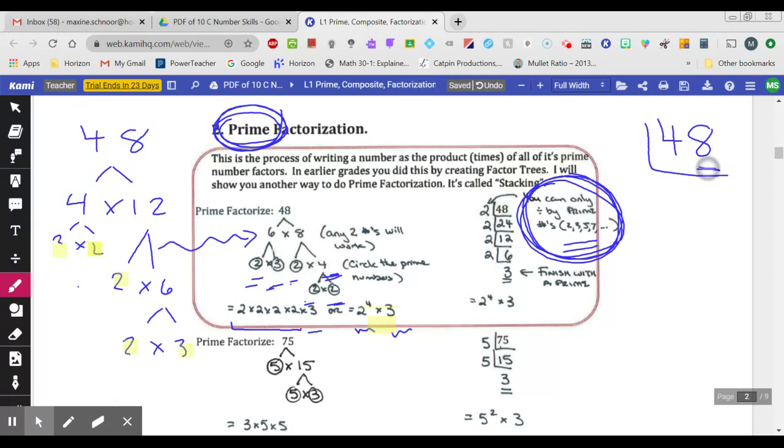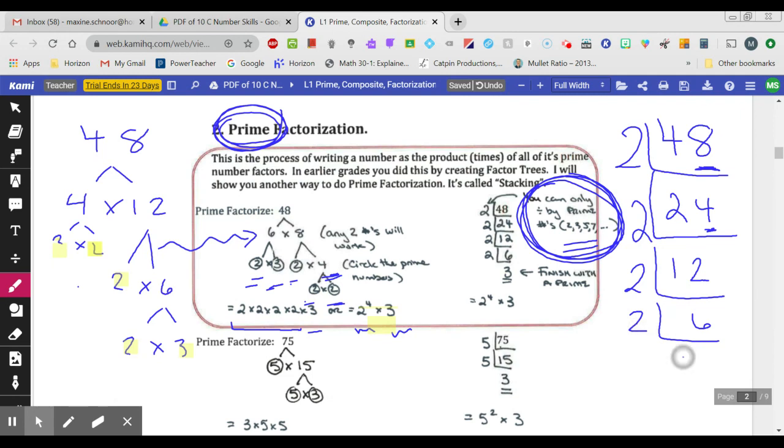So 48 is an even number. What is an even number that's prime that always divides into 48? 2. So I go 2 divided into 48 is 24. Now if you don't know that off the top of your head, you're welcome to use your calculator. And now I put a box around that and I start again. Again, 24 is even, so I'm guaranteed 2 is a prime number that will divide in. 12 is an even number, so 2 divides in. 6 is an even number, so 2 divides in. Now I know I'm done my stack once down here I end up with a prime number.